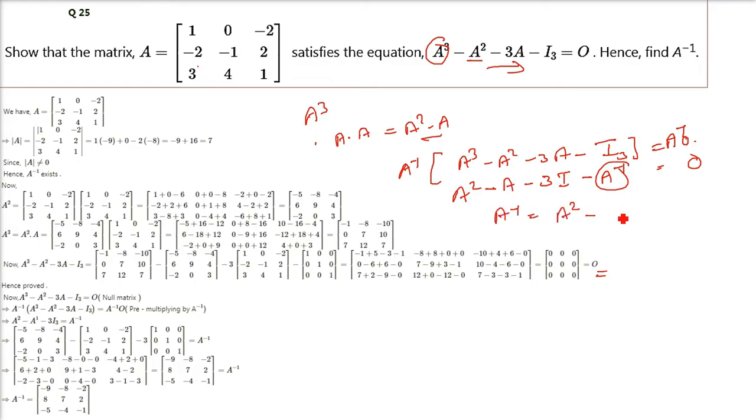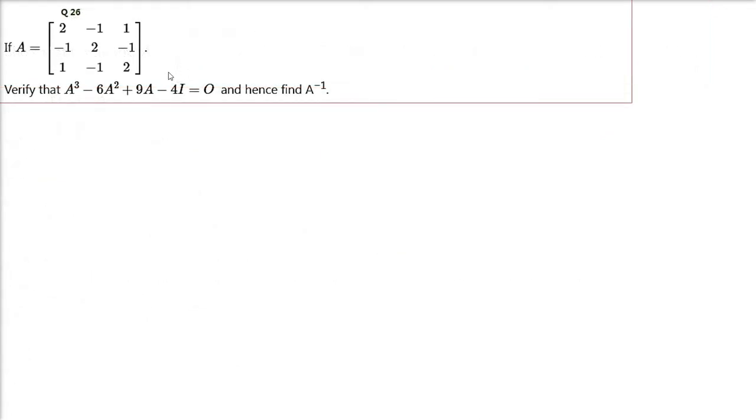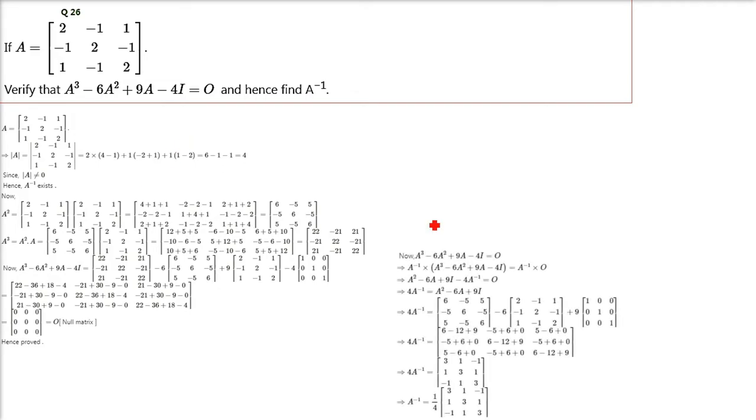A square you have already computed. A is already given. I identity you already know. Simple matrix addition and subtraction you have to do. So this is almost similar to what we have been doing up till now. This is kind of practice. There are so many questions. You just need to practice the same question with different numbers again and again.